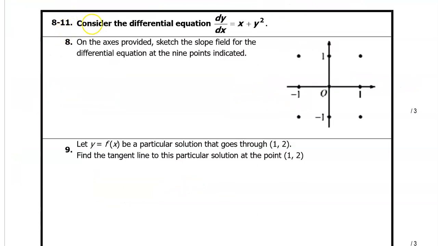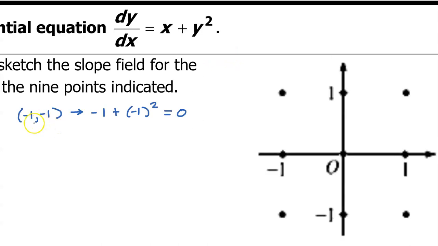For number 8 through 11, consider the differential equation dy/dx equals x plus y squared. Number 8, on the axes provided, sketch the slope field for the differential equation at the 9 points indicated. At the point (-1, -1), we would have -1 plus (-1) squared, and that's -1 plus 1, which is 0. So we should have a horizontal slope at (-1, -1).